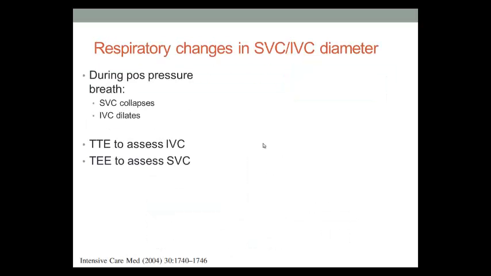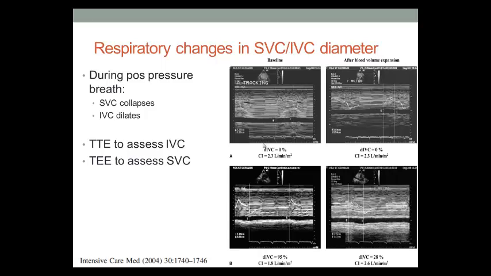You can also use echo, and what we would use here would be the TTE to look at the IVC, and what it's supposed to do is during a positive pressure breath, it's supposed to dilate, and then as the patient exhales, it collapses. And so this is somebody who has no response to fluid, right? There's no change in the IVC between exhalation and inhalation. However, here you can see it's supposed to be 95% change. I don't know where they get this number, but you can see a change, right? And then they give them fluid and that change is less.